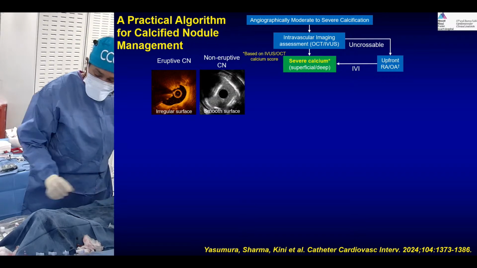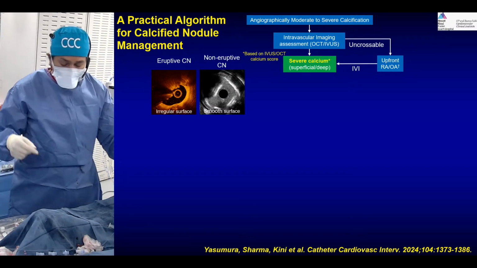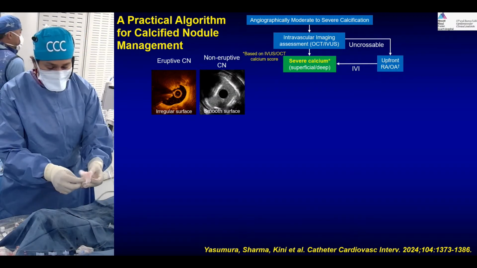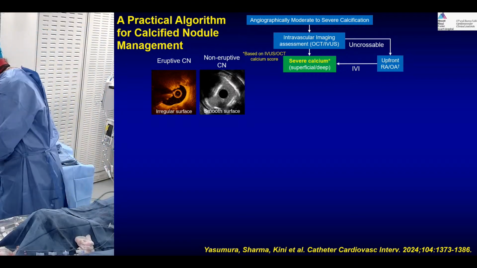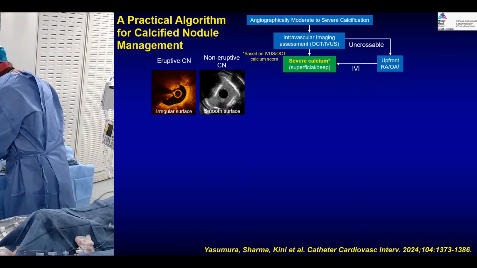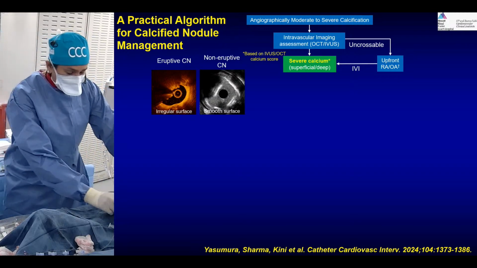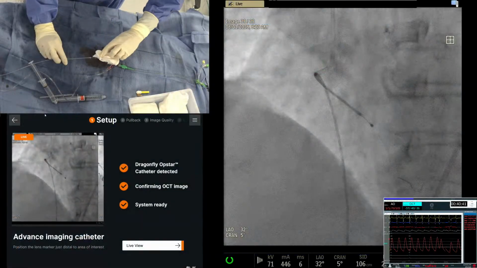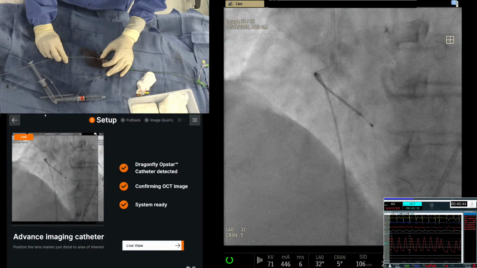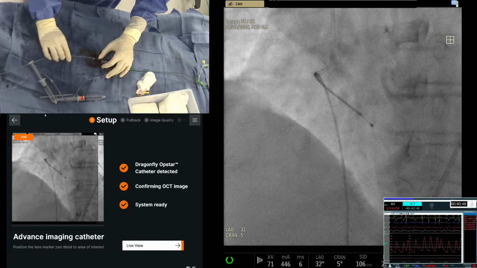We'll go over the algorithm as we do the case. This is how it will be helpful for people who are trying to manage calcific lesions. We have gone through the rota steps in our other live cases. Good, go, testing. Okay, good.